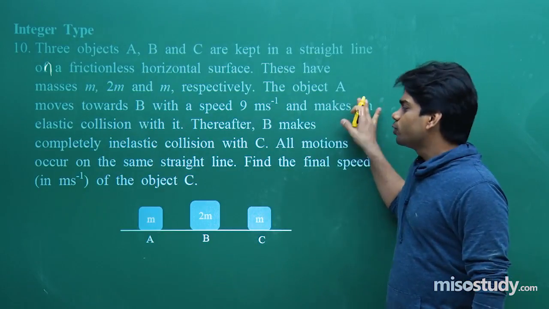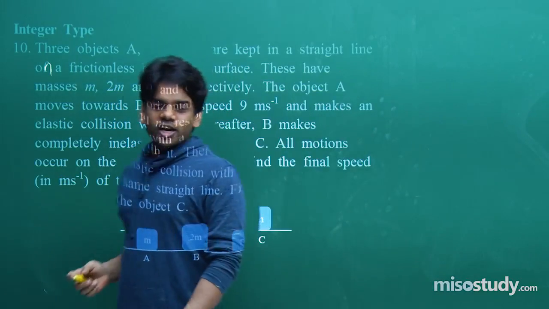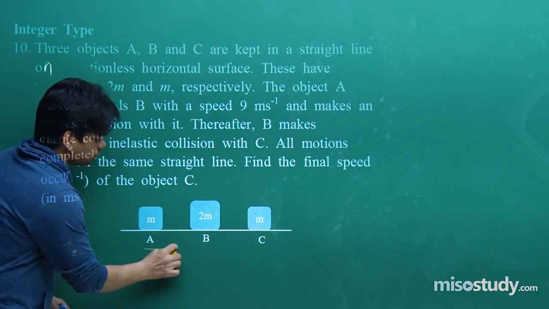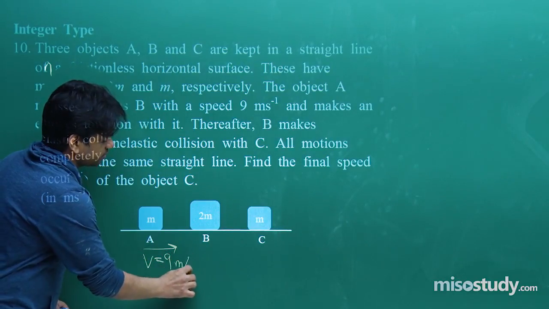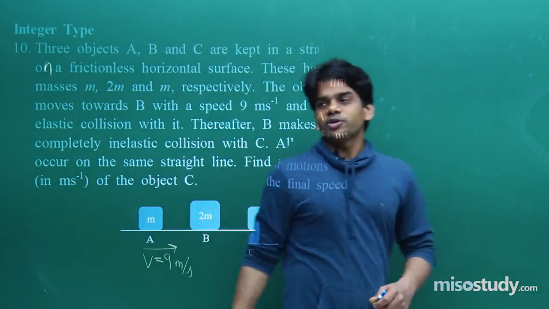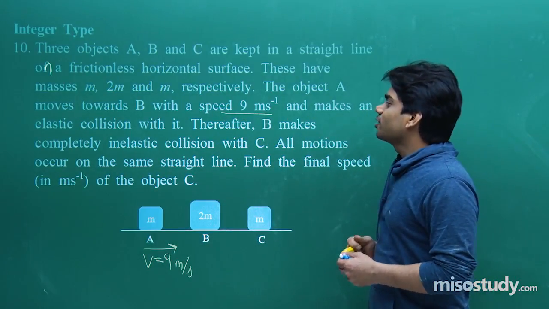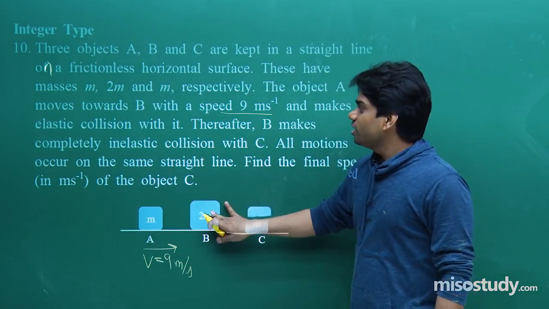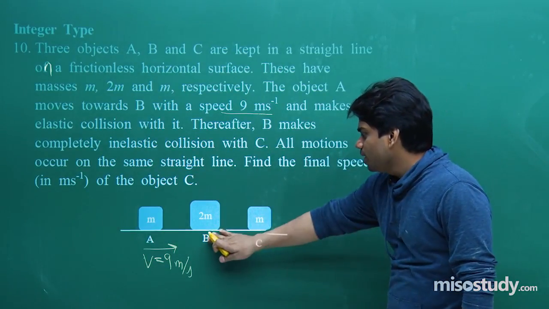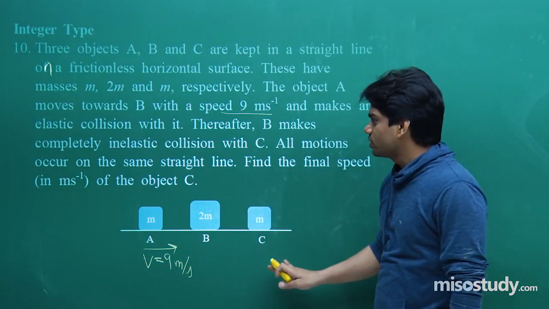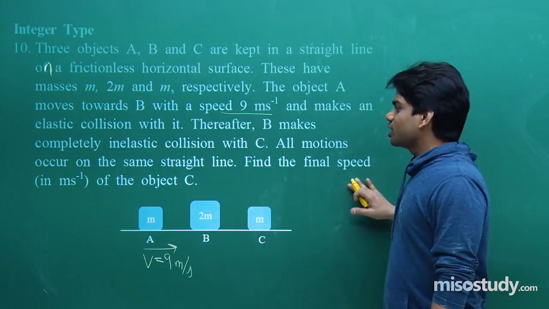The object A moves towards B with a speed of 9 meters per second. This is the first information given, and it makes an elastic collision with B. Thereafter B makes a completely inelastic collision with C. All motions occur in the same straight line. Find the final speed of the object C.